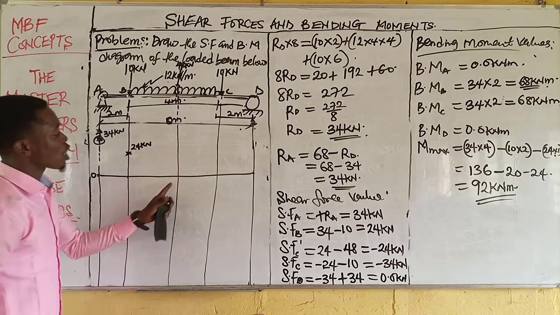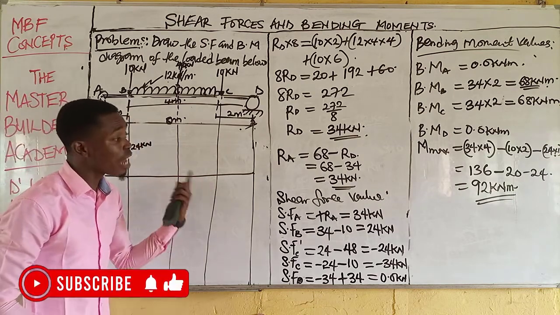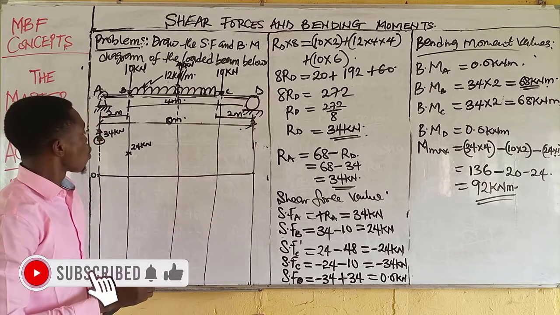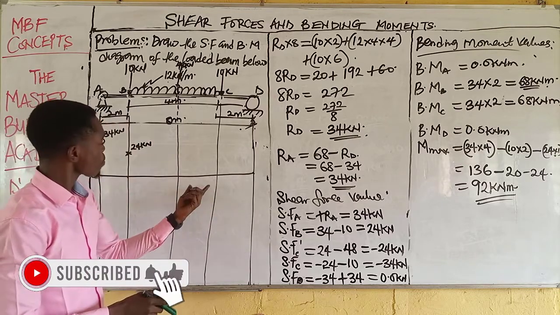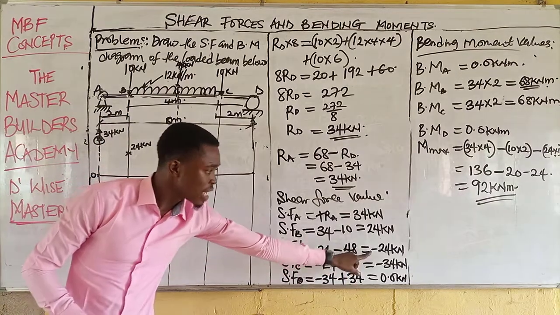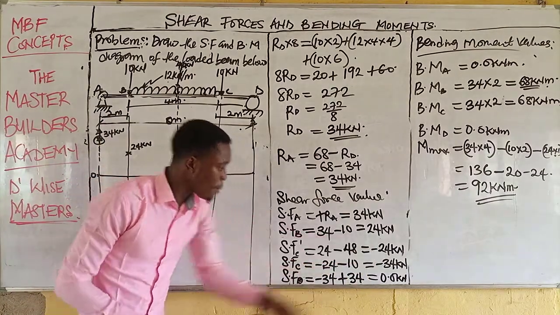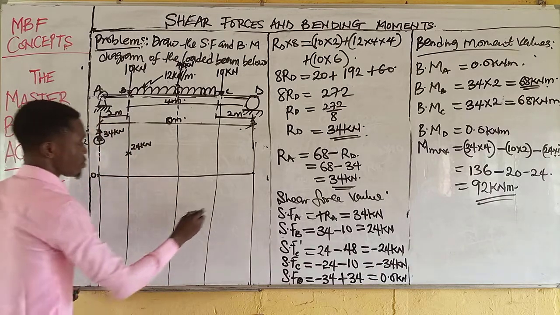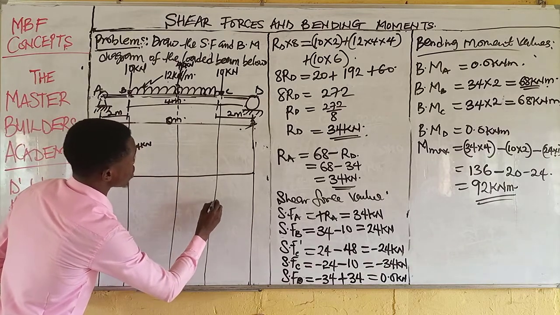Then when I come to what? Point C. Now listen carefully, something happened at point C. When we come to point C, we have two shear forces at point C. The first value is negative 24. So put down the negative 24. What is the negative 24?